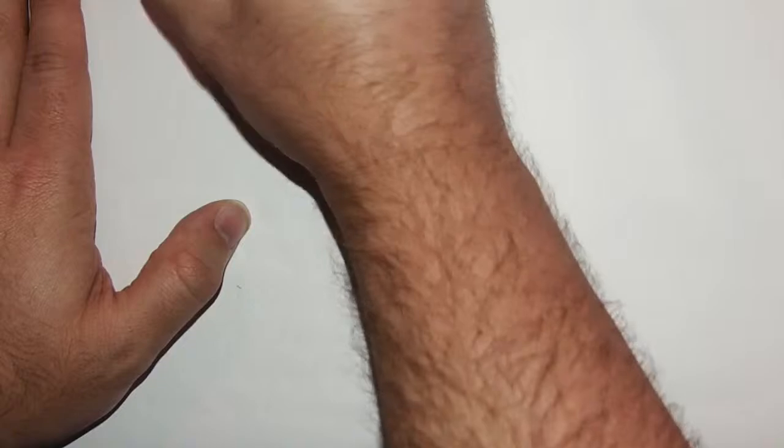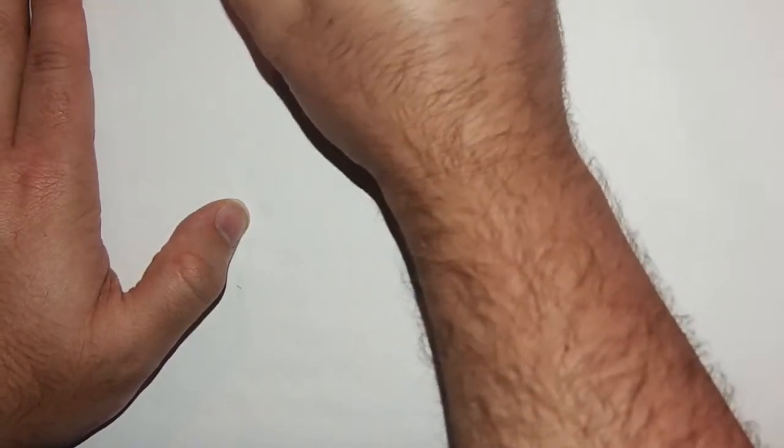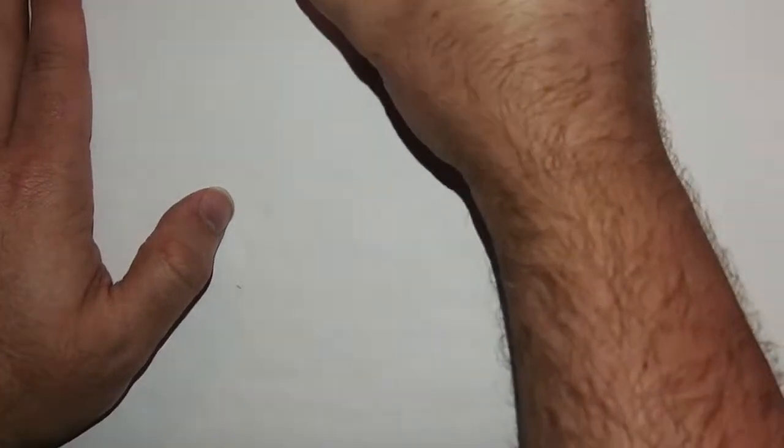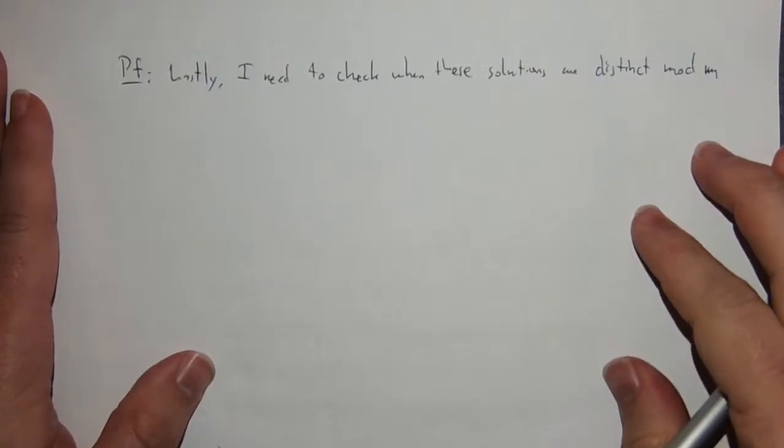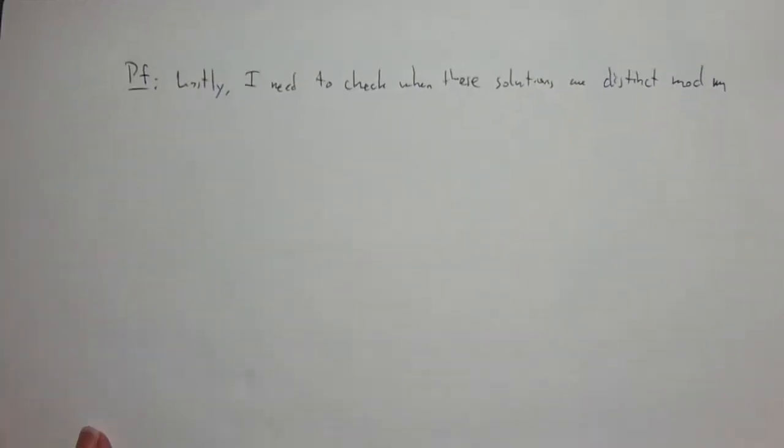So lastly, I need to check when these solutions are distinct mod m. Okay. So how do I do that?